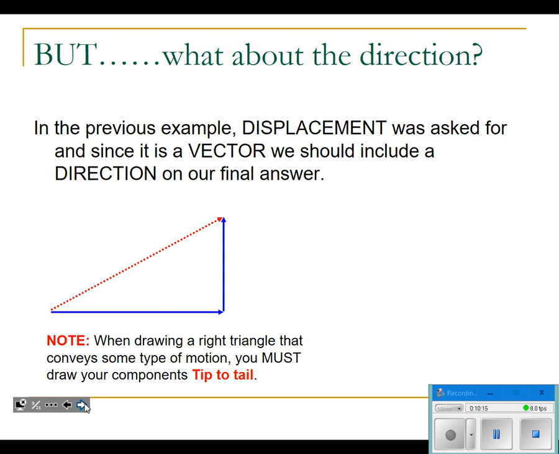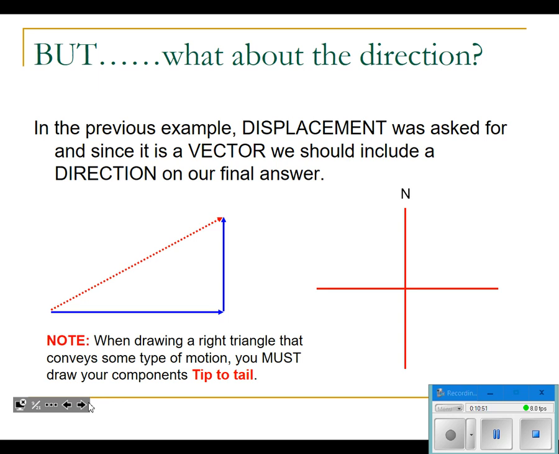In our previous example, our displacement was asked for, and since it's a vector, we should include the direction in our final answer as well. Note when we're drawing a right triangle that conveys some sort of motion, we have to draw our components tip to tail, which we already talked about. We have our 90-degree angle here. Now we have to think about how we talk about where we started to where we finished directionally. We think about a compass rose, and I recommend that you draw this on the bottom right corner of the back front page.